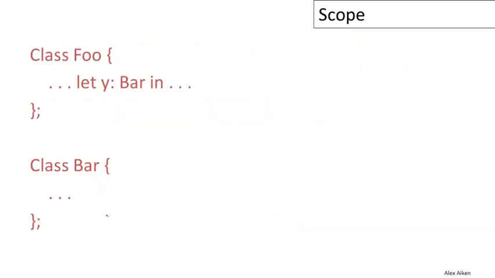As an example, take a look at this fragment of COOL code here. We see that in class foo, we declare y to be of type bar, and then later on, we declare class bar. This is perfectly fine COOL code. The fact that bar is used before it is defined has no effect on whether the program is correct. This is completely legal COOL code.